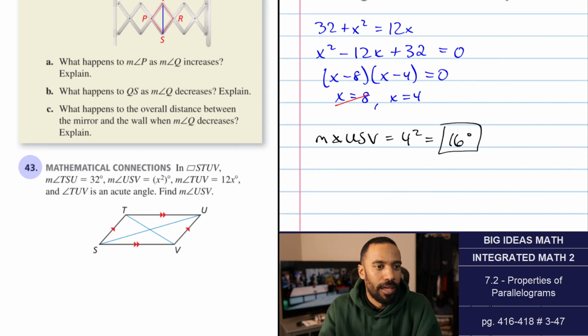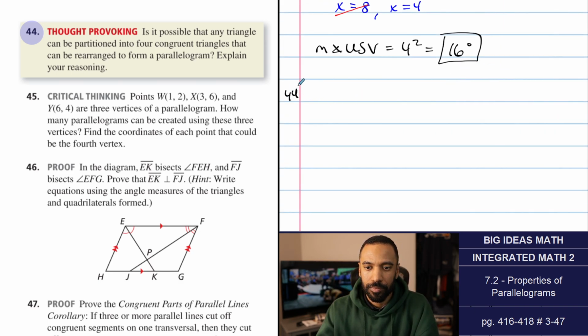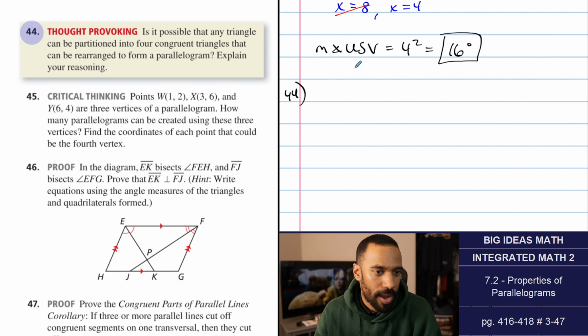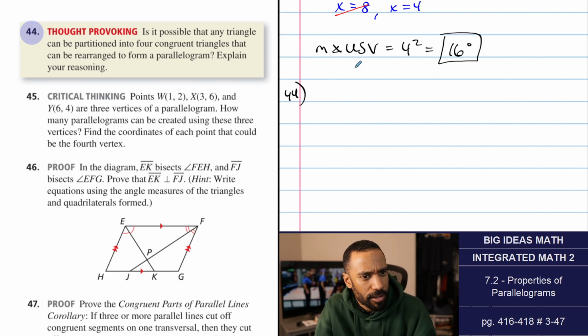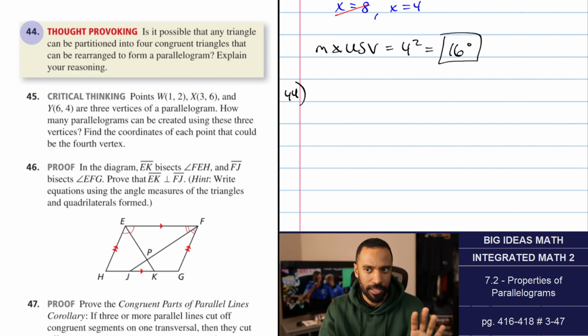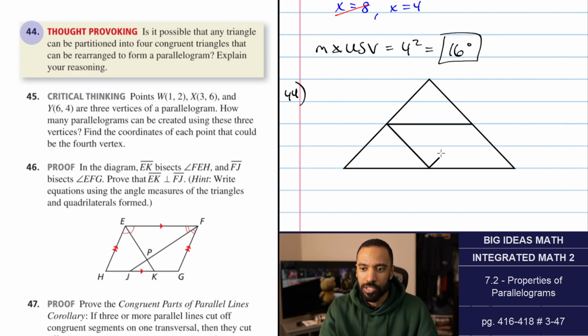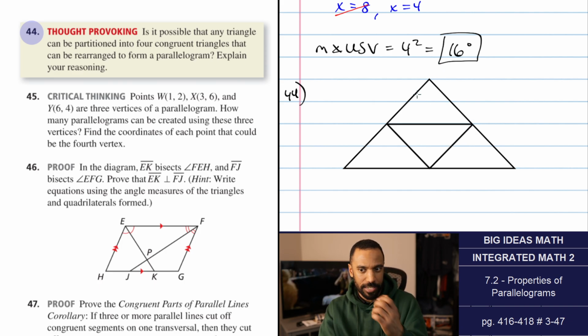Back to some quadratics. All right, number 44. Last 4 problems. Thought-provoking: is it possible that any triangle can be partitioned into 4 congruent triangles that can be rearranged to form a parallelogram? Explain your reasoning. Thinking of the picture in my head, I believe the answer is yes. Let me draw that and explain what it's saying. If I have a triangle like that, it says partition into 4 congruent triangles. That means draw the mid-segment triangle, like this. So I made 4 triangles that would ideally be congruent.